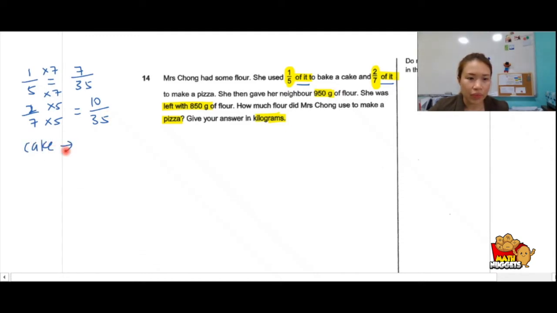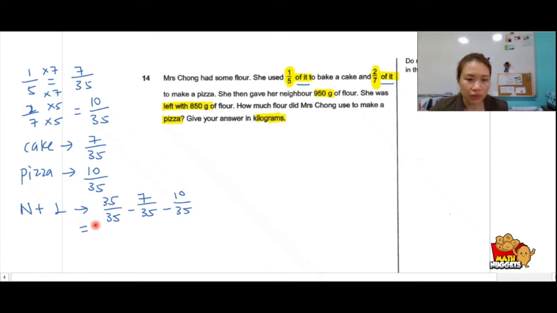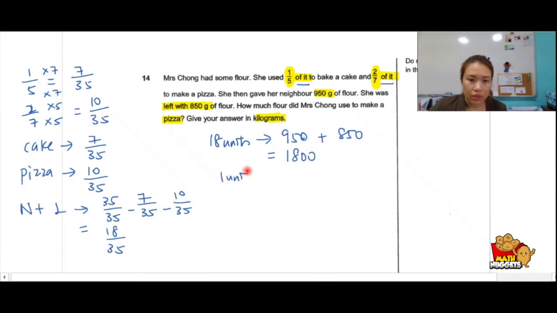So we know cake is 7/35, and we know pizza is 10/35. Okay, so which means everything else, neighbor plus leftover, would be 35 out of 35 minus 7 out of 35 minus 10 out of 35, which gives me 18 out of 35. So I'm able to write down like that. 8 units will be 950 grams that she had given to the neighbor, plus what she had left over, 850, which is 1,800 grams. So 1 unit would be 1,800 divided by 18, which is 100 grams.